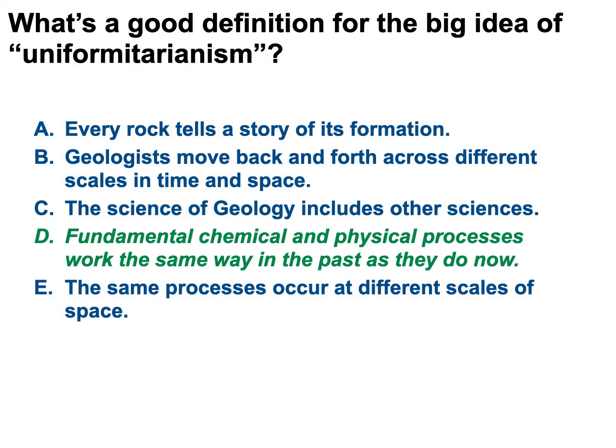So how did you do? D should be the best answer here, that uniformitarianism means that fundamental chemical and physical processes work the same way in the past on Earth as they do now, and this is one of the guiding principles of geology. We always test this, but we can count on it, and so far that's what we've learned, and it helps us interpret conditions that don't exist on Earth today.